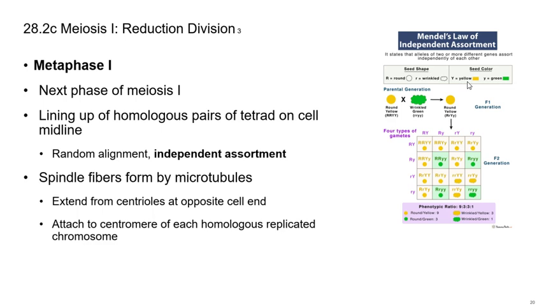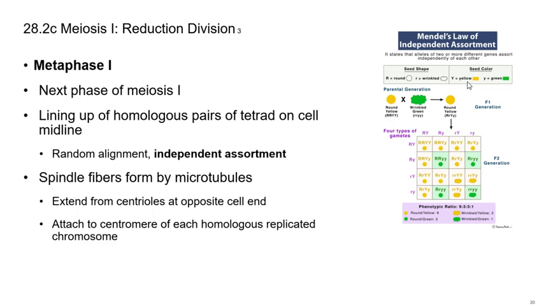be on one side. So in other words, facing one pole of the cell, facing one side, and the other chromosome with its replicated chromatids is going to be facing the other side of the cell, right? So the side that the chromosomes face, whether they face the left side of the cell or the right side of the cell, it's random. Okay, so this is called random alignment.